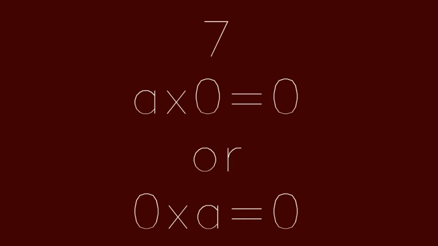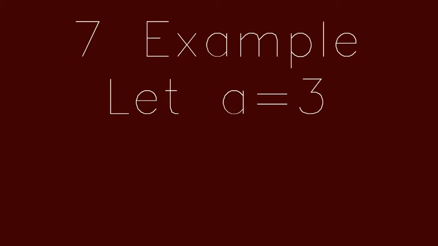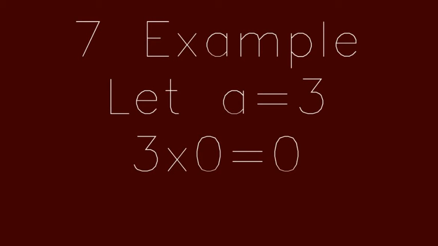Now the 7th property. What is a multiplied by 0? It is going to be 0. This is the 7th property, and respectively if 0 is before a, the answer is still 0. Now let's see an example. Let a be equal to 3. What is 3 times 0? It's going to be 0.